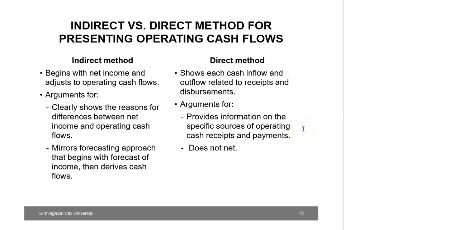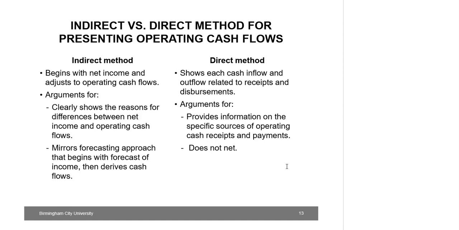In the direct method, specific cash inflows and outflows that result in reported cash flow from operating activities are shown. The direct method shows each cash inflow and cash outflow related to a company's cash receipts and disbursements. In other words, the direct method eliminates any impact of accruals and shows only cash received and cash paid. The primary argument in favor of the direct method is that it provides information on the specific sources of operating cash received and cash paid. This is in contrast to the indirect method, which only shows the net result of these receipts and payments.